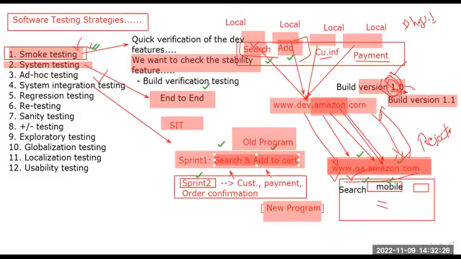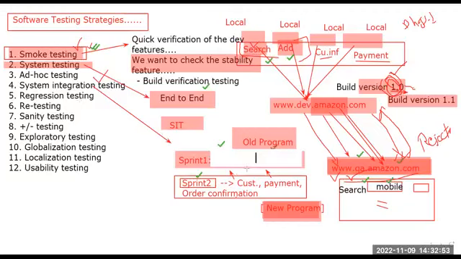Because we are integrating it, remember that whenever we integrate a new feature or new program into our environment, we need to make sure that the old program or old feature is not impacted by adding the new feature. So whatever testing we perform for this old feature is nothing but regression testing. Getting it, guys?